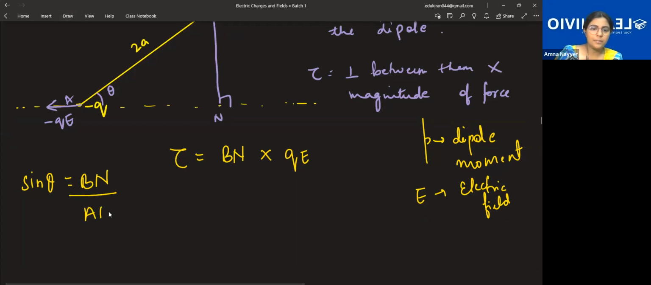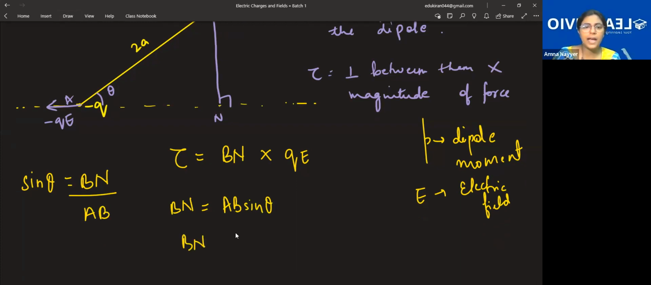This is AB. So from here, I have BN equal to AB sine theta. And how can I write AB? AB can be written as 2A. See, separation between A point and B point is 2A. So this is 2A sine theta. Now let us put the value of BN over here.